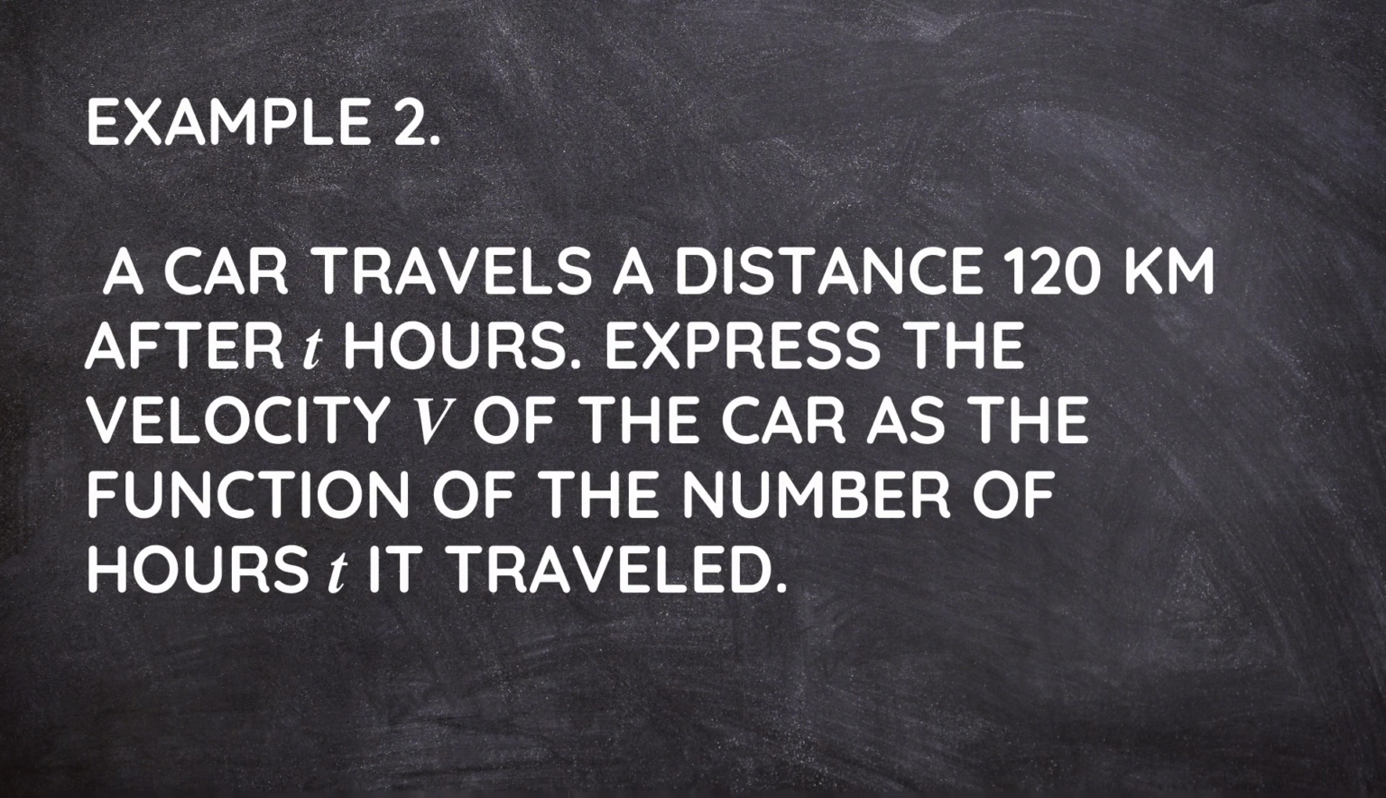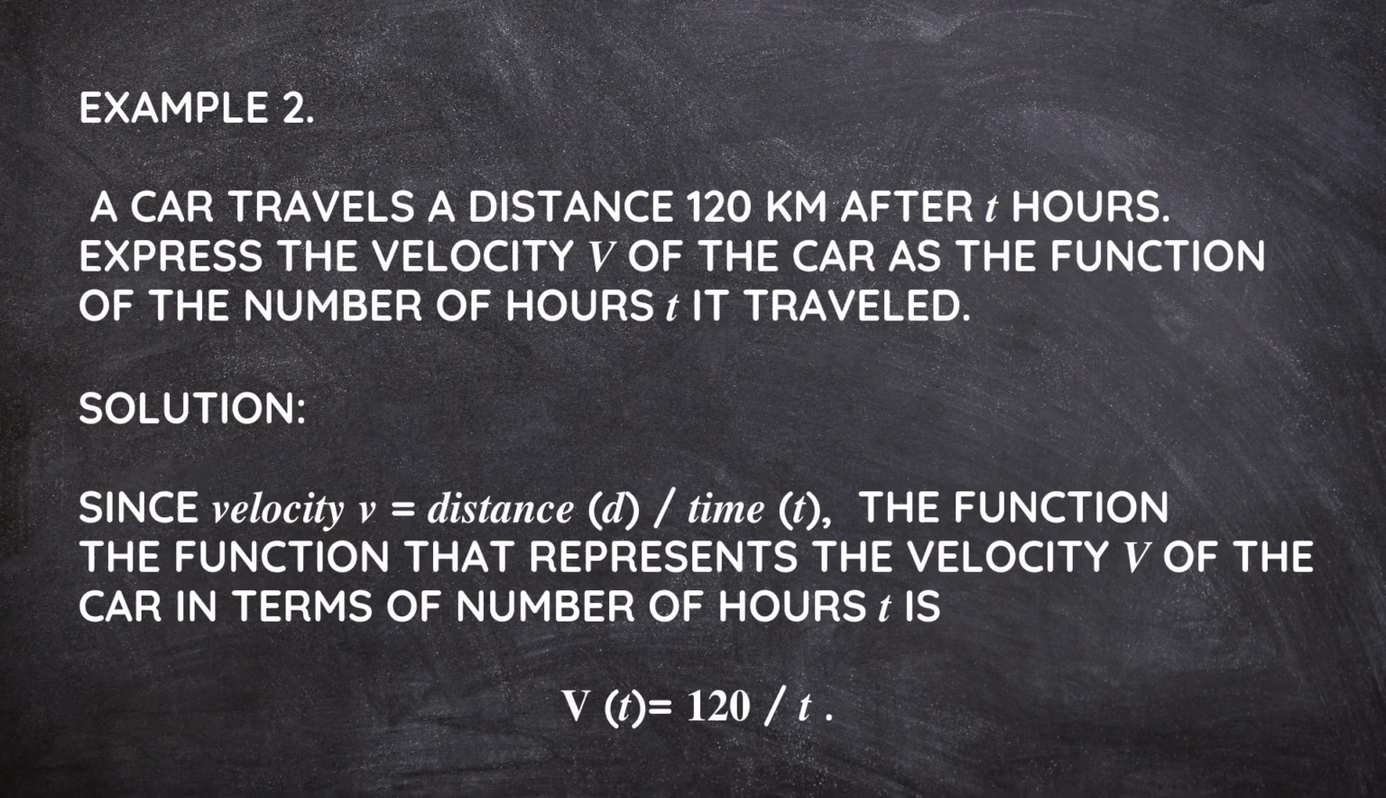Example number 2. A car travels a distance of 120 kilometers after 3 hours. Express the velocity v of the car as a function of the number of hours t it traveled. Again, we have to analyze the problem first and then determine what is given. Given in the problem are 120 kilometers, 3 hours, and the velocity v.